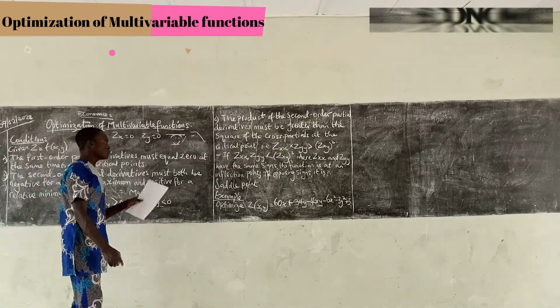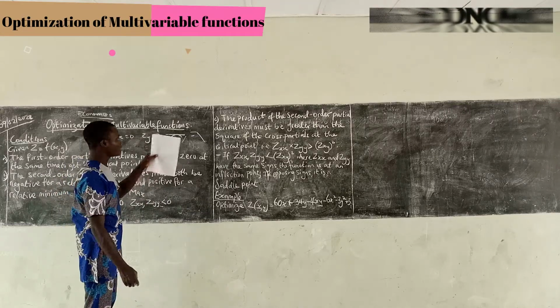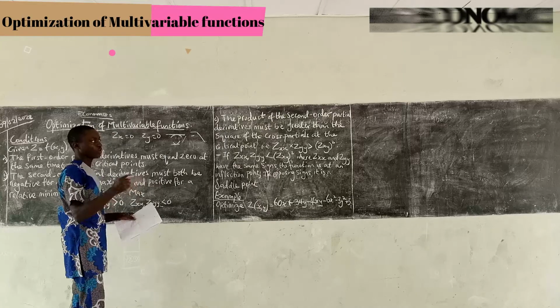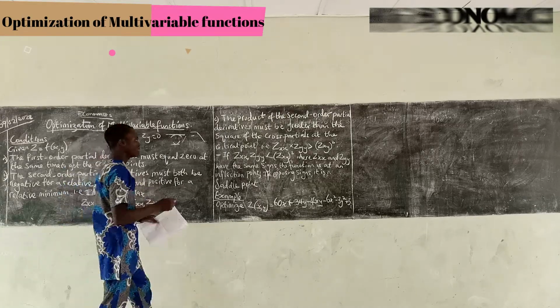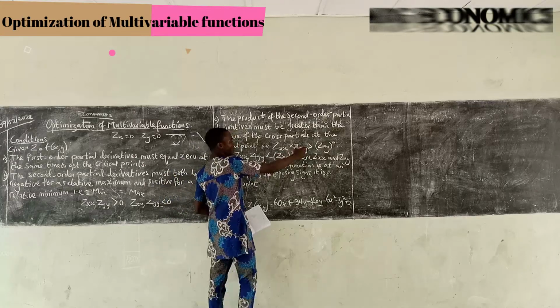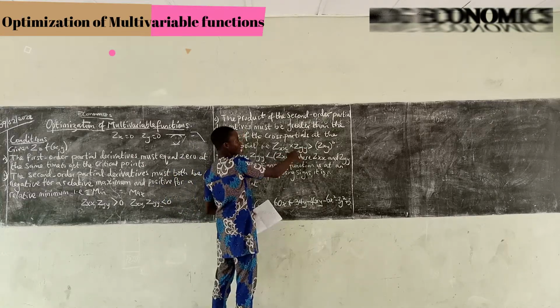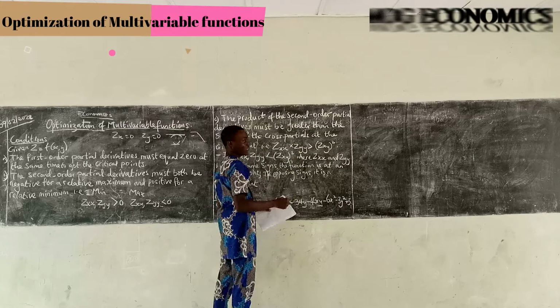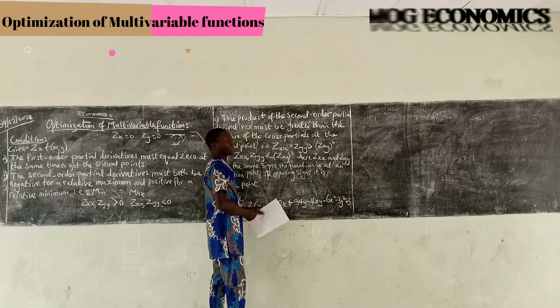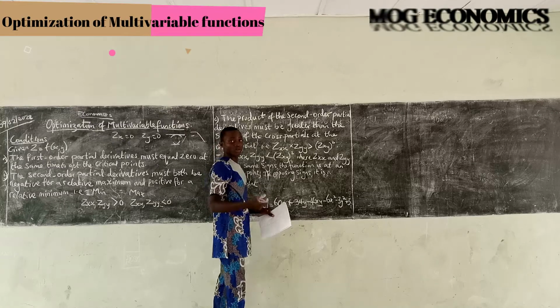Now you have the third condition, which is that the product of the second order partial derivatives must be greater than the square of the cross partials. So what it's telling us is that your second order partial derivative with respect to x multiplied by the second order partial derivative with respect to y, when you multiply them together, must be greater than the square of the cross partials. Now some books will tell you it must be greater than the product of the cross partials.